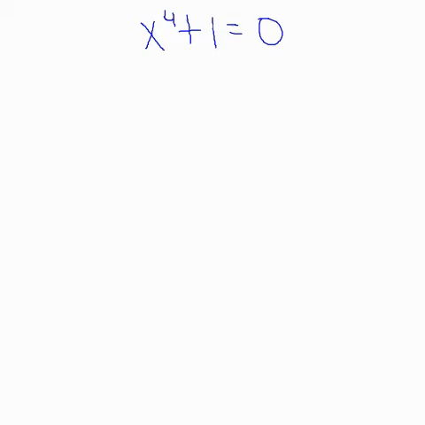Hello, don't let appearances fool you. This is a sum of squares. The only problem is if we use our complex factorization of sum of squares, I get x squared plus i and x squared minus i. Not a problem so far, but let's go ahead and solve these algebraically.